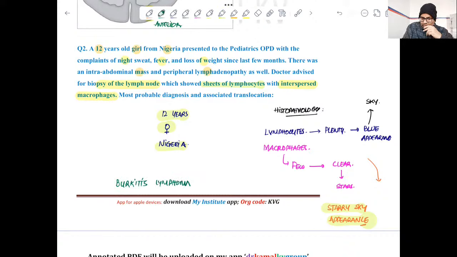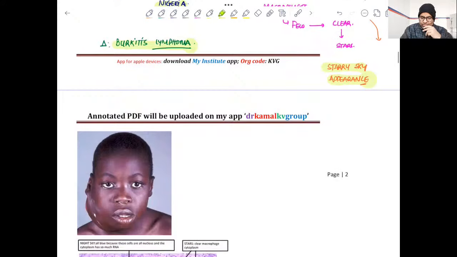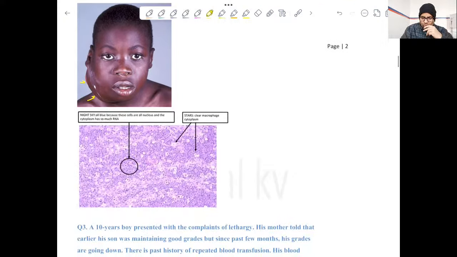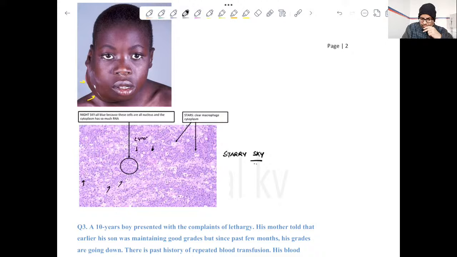The moment you see any case history starting with African, especially related to hematology, always think of Burkitt's lymphoma. Here you can see the patient having enlarged lymph nodes, African in origin, and this is how the starry sky appearance looks like. You can see plenty of blue dots here. These are all lymphocytes, okay?